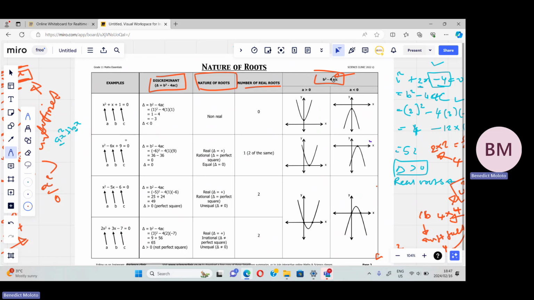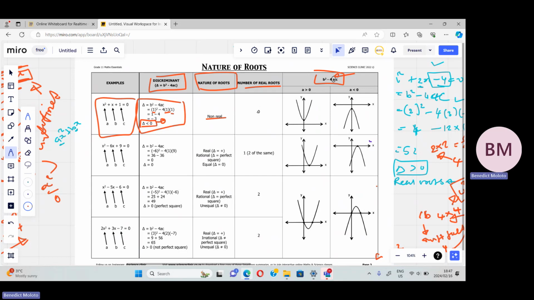Okay, here we got x squared plus x plus 1. Remember, a, b, c: a is the number in front of x squared, b is the number in front of x, the coefficient, right? Plus 1 is the constant, right? Then here we make a direct substitution. You can see your 1 is there, your other ones are there. Then from there you get a negative number. When we get a negative number, because delta is less than 0, what is the nature of the roots? Non-real, just like that, non-real.